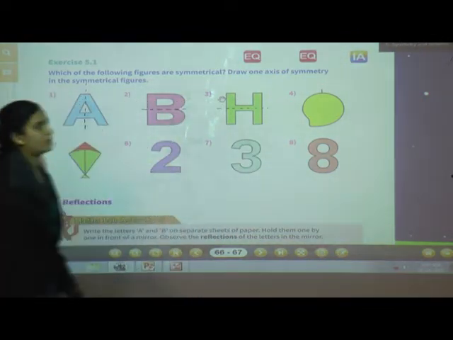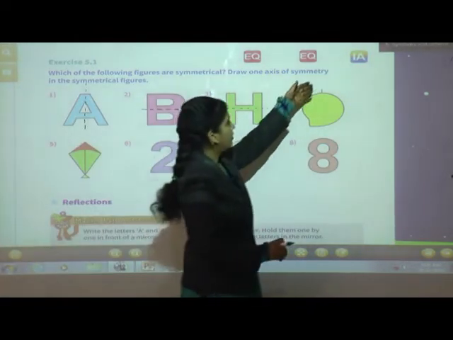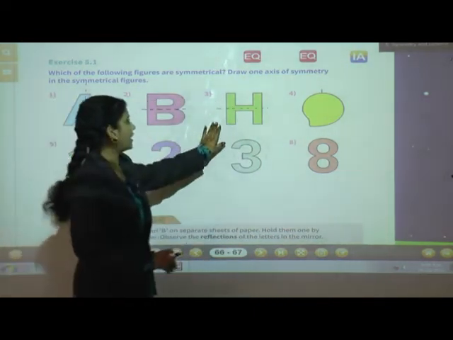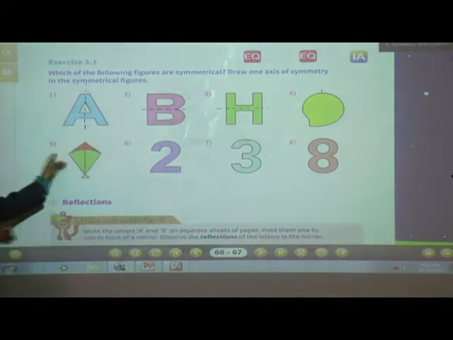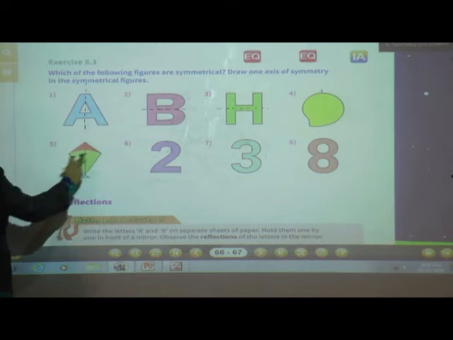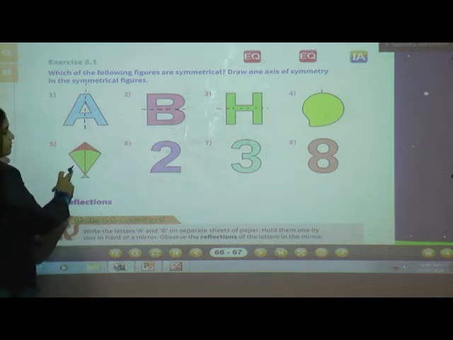And students, the fourth one is a mango. So this figure is not a symmetrical figure because we can't fold it into two equal parts. Okay, so only the first, second and third are symmetrical figures. The fourth one is not a symmetrical figure. Now we will see the fifth one. What do you observe, students, is it a symmetrical figure? Yes. This vertical line of symmetry divides the kite into two halves, so this one is a symmetrical figure.